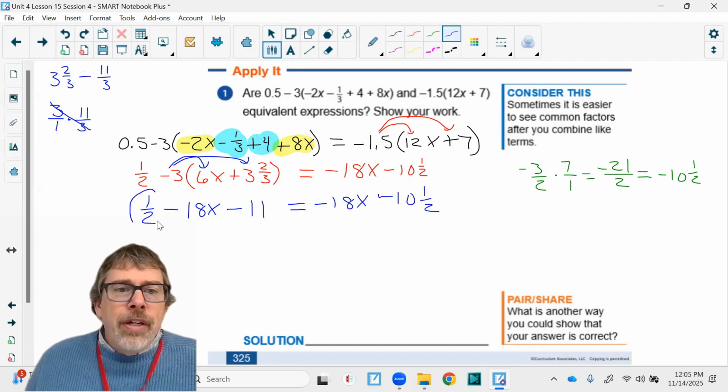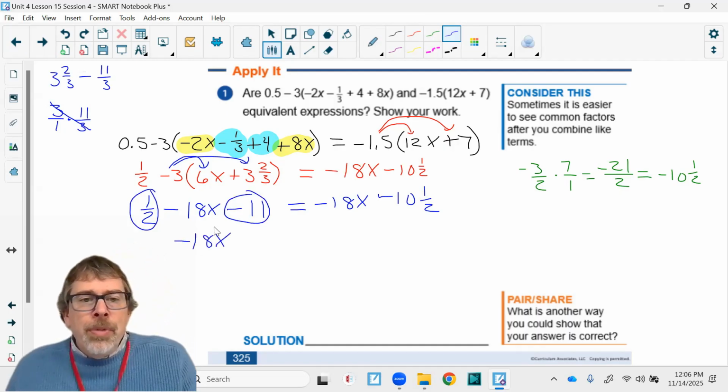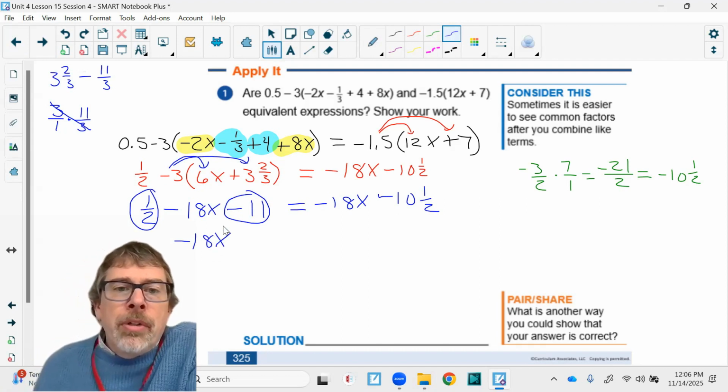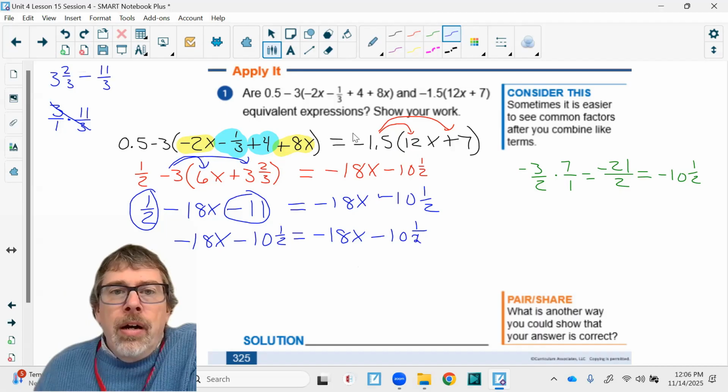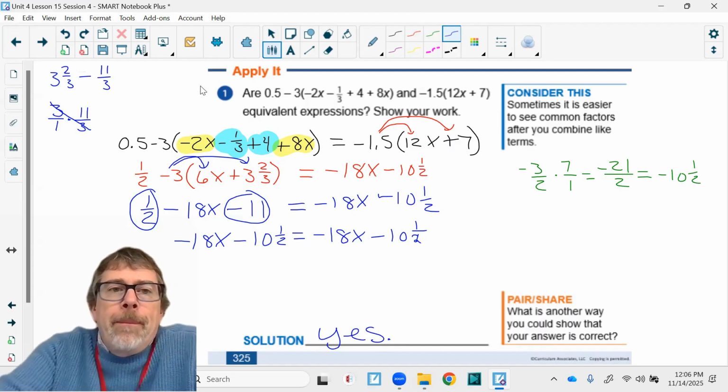Okay, well, this half right here and this 11 right here are like terms. So that negative 18x is all on its own because it's the only coefficient with a variable. And if I have 1/2 and subtract 11, I get negative 10 and 1/2. And that definitely equals 18x minus 10 and 1/2. So are they equivalent expressions? Yes. Okay. That one was a little tricky.